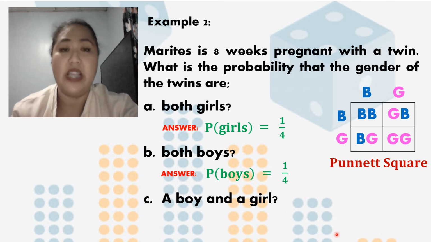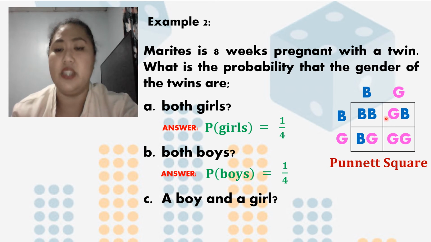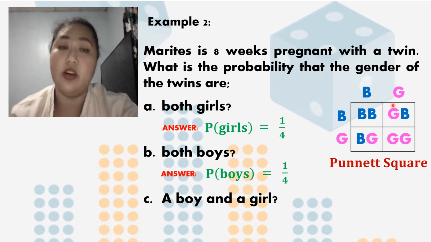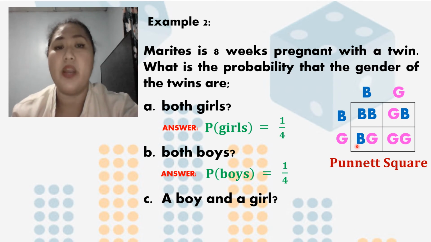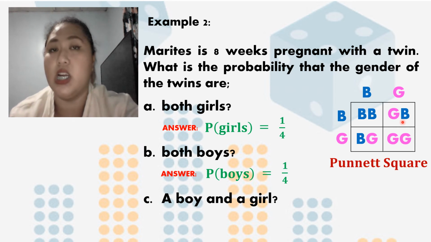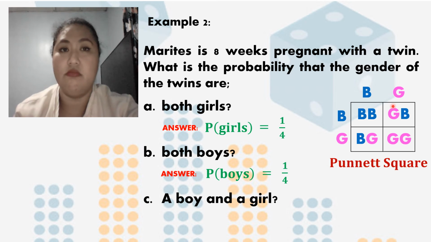Okay? And punta tayo sa letter C, a boy and a girl. So, dito, isang lalaki, isang babae. And tignan natin dito sa ating Punnett square kung ilan yung favorable outcome. So, here we have a girl and a boy, girl-boy. Dito naman, boy-girl. So, pareho lang naman na combination yan. Basta ang thought ng ating problem dito is basta isang boy at saka isang girl. Hindi siya necessary na naka-arrange dapat. Okay? So, we have two favorable outcomes, the GB and the BG.